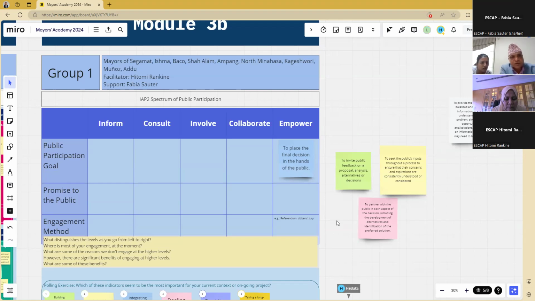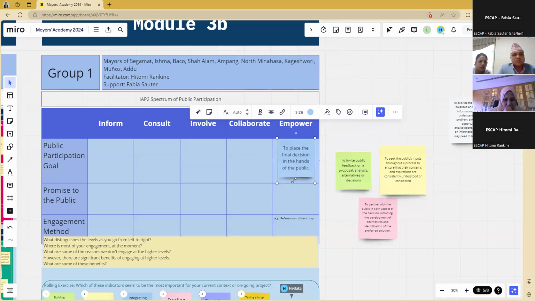Are we talking about the green one? I'm talking about the blue one still, like this level of empowerment, right? And some of the methods that you could engage with, right? What are some of the risks associated with empowering the public in this way?